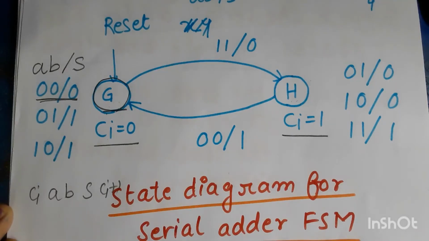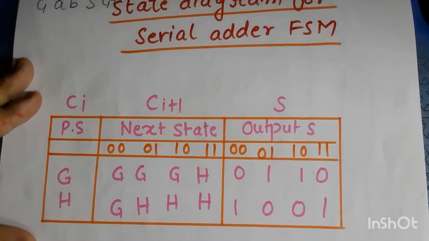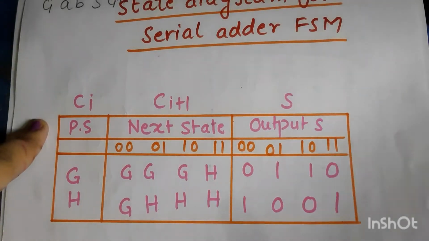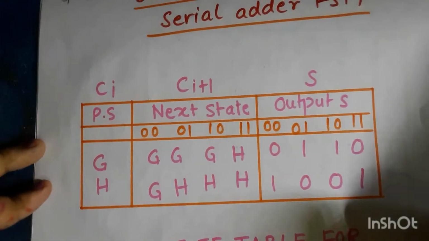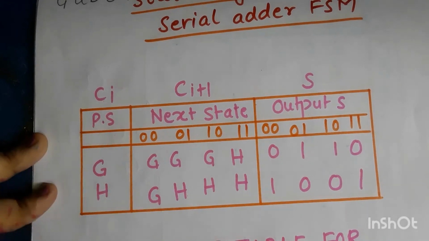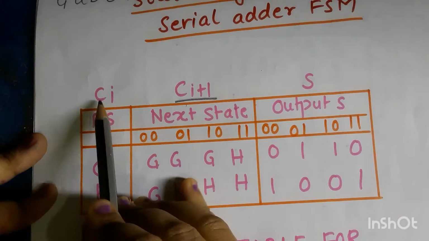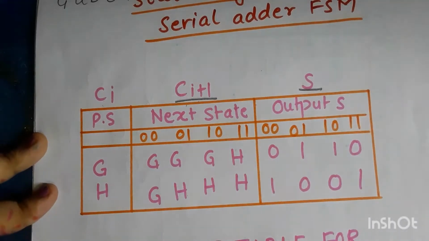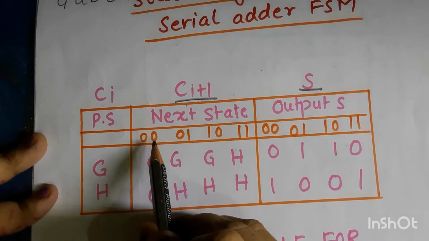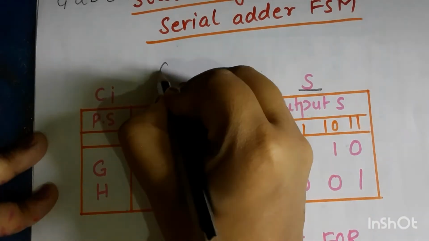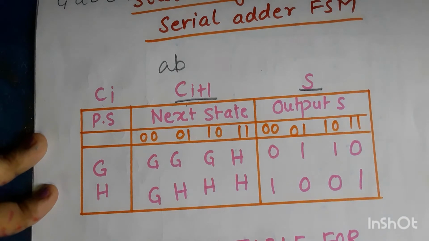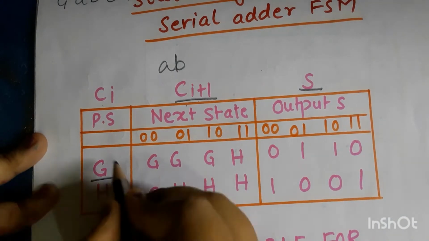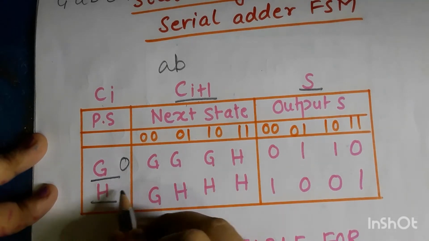Now we will move to the state table for the serial adder FSM. You see, this is the present state of Ci. Next state will be Ci plus 1 of carry. Present state of carry, next state of carry, and this is the output. And what are these? 0 0, 0 1, 1 0, 1 1. They are AB bit values. So G is the state when carry is 0 and H is the state when the carry is 1.